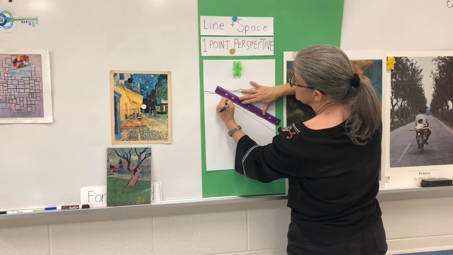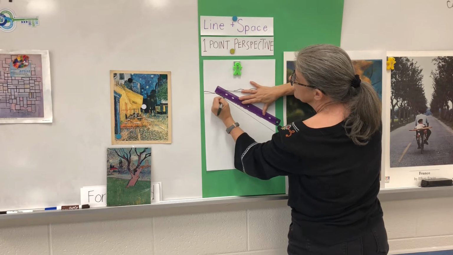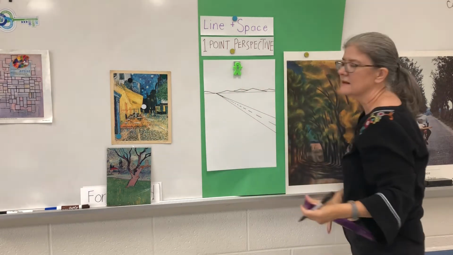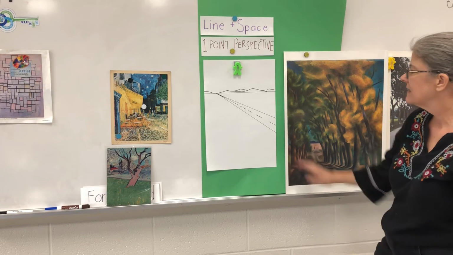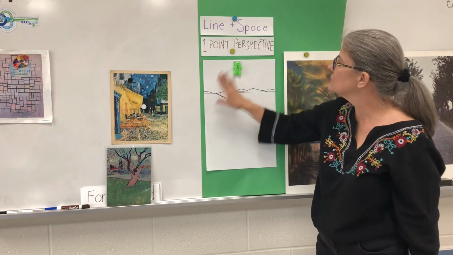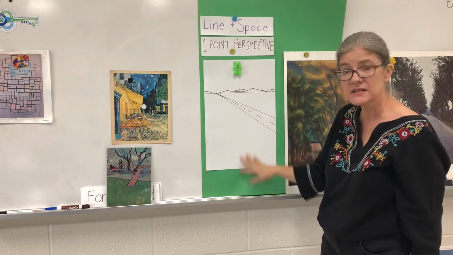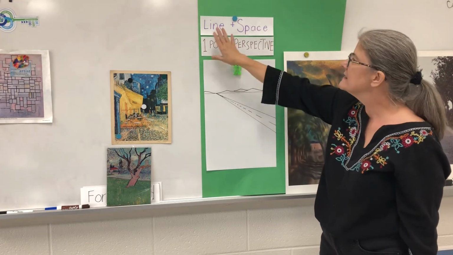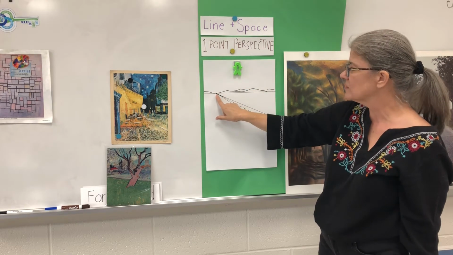And now, pretty soon, I'm just making little dots. And then the dots get so close together, it looks like a solid line, like that. This creates the illusion of space because there's really no space here, it's just flat. And then I have my one point, that's my vanishing point.